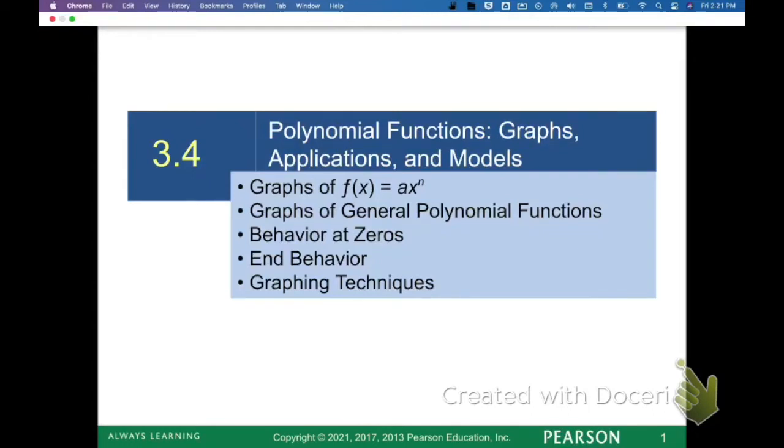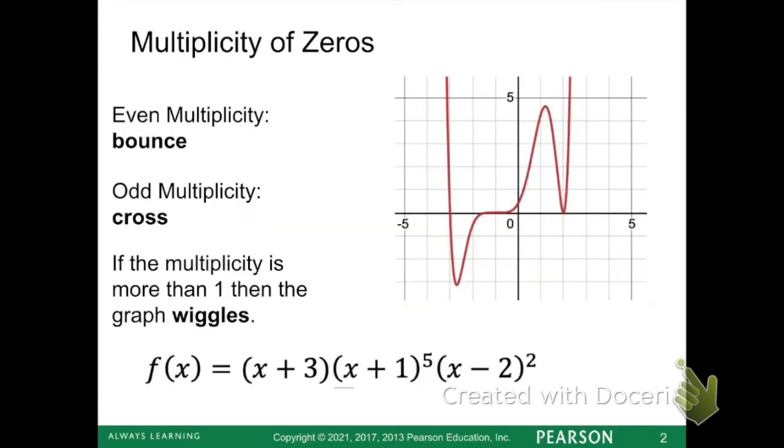Concept 3.4, polynomial function graphs. In this concept, we're going to talk about taking what we've learned in the past two concepts and applying it to graphing polynomials. The first thing we're going to talk about is multiplicity of zeros.